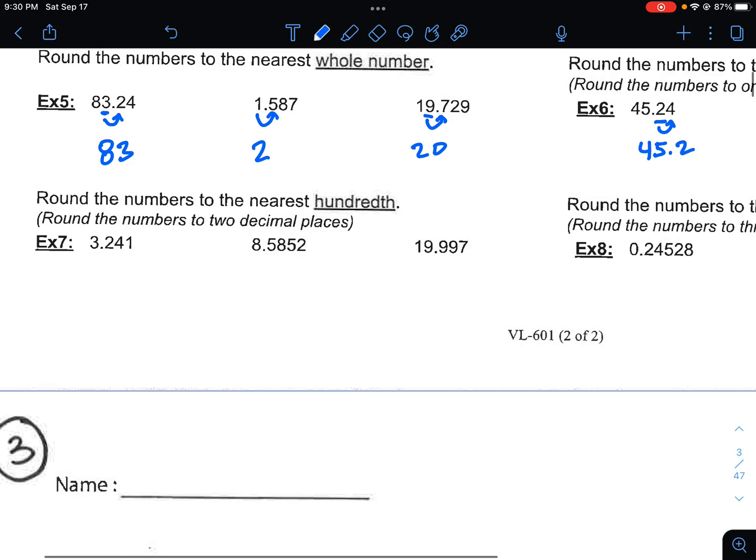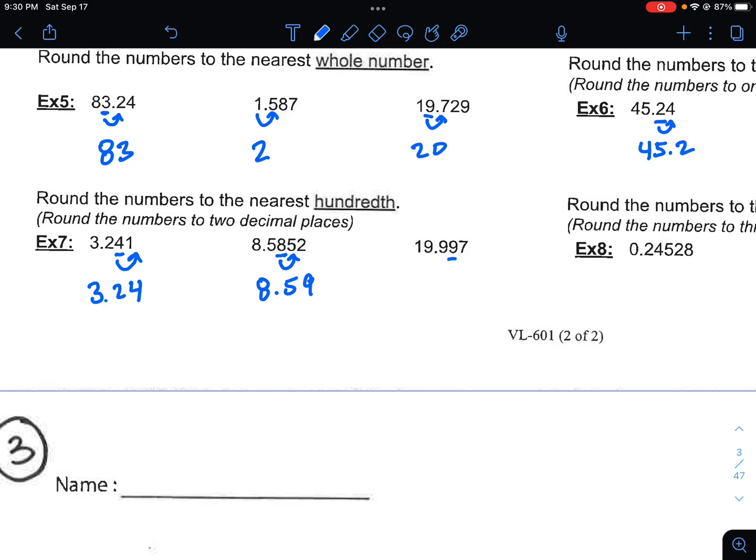Let's take a look. Let's round these to the nearest hundredths, which is 2 decimal places, right? So we're looking at this right here, and we're going to look at the number next to it. So every number stays the same, 3.2. And is the 4 going to go up to 5, or does it stay at 4? It stays at 4. Second decimal place, let's look at the number next to it. 8.5. Is it going to go up to 9, or stay at 8? It rounds up to 9.